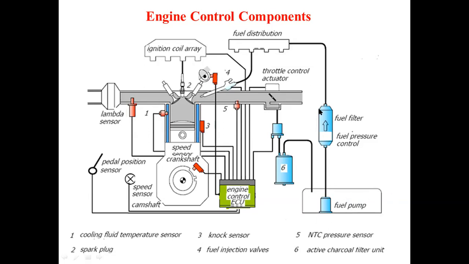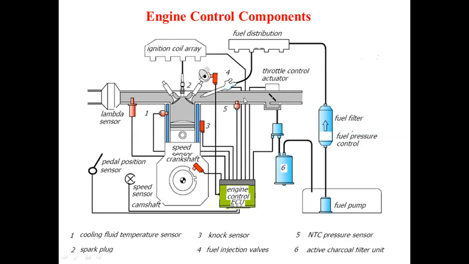So from that fuel pump there is a fuel filter, and a fuel pressure control mechanism is there. From that fuel filter it is given to the fuel distributor, and from the fuel distributor it is given here. This is nothing but the fuel injection valve, so fuel is injected here. This is the intake manifold, and in this intake manifold there is a throttle valve. There is a throttle control actuator, and this throttle control actuator is again connected to the engine control ECU. Now this is the fuel supply system.